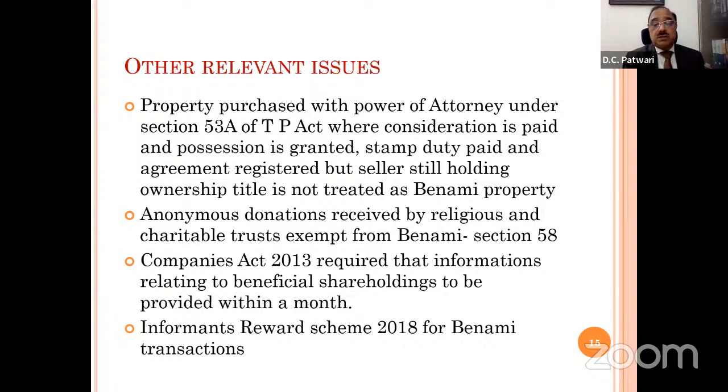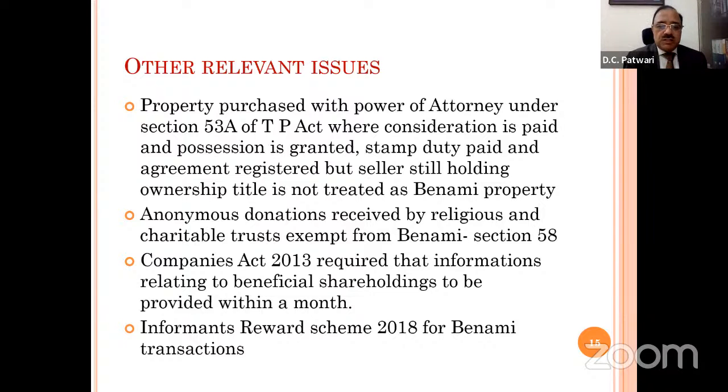Then in the case of religious and charitable trusts, a lot of anonymous donations are received. So questions were raised in Parliament that what will happen to those donations? Will they be treated as Benami? Then the amendment, or rather section 58, provides that such anonymous donations will be exempt from the Benami law.